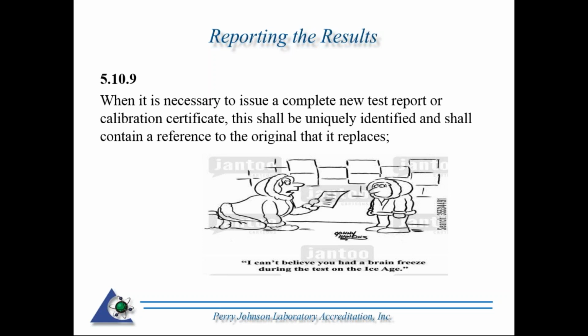So in other words, if you do a report for whatever reason, you need to reissue it. Let's say it was certificate number 1234. You have to give it a unique number. So I would say certificate number 1234-AR, amended report. That would be a unique identifier. Then you also need to reference the report that it replaces. So somewhere on there, you need to specify that this report replaces certificate or test number 1234.